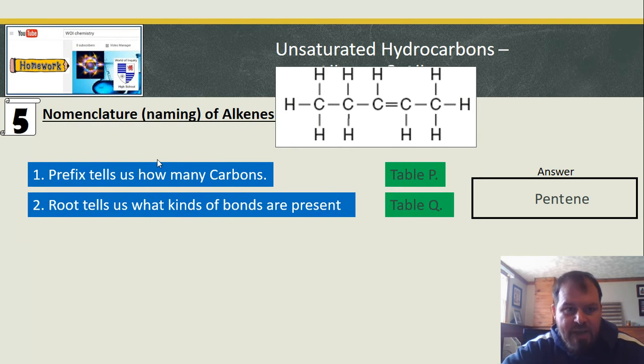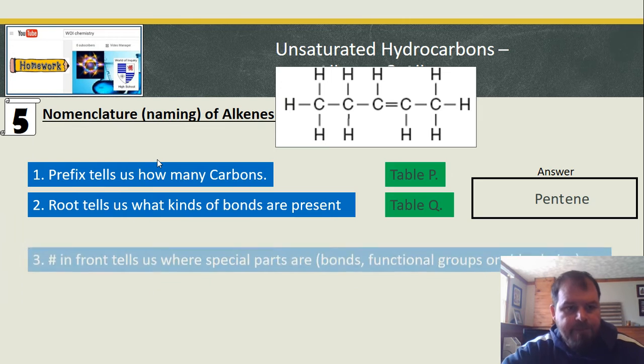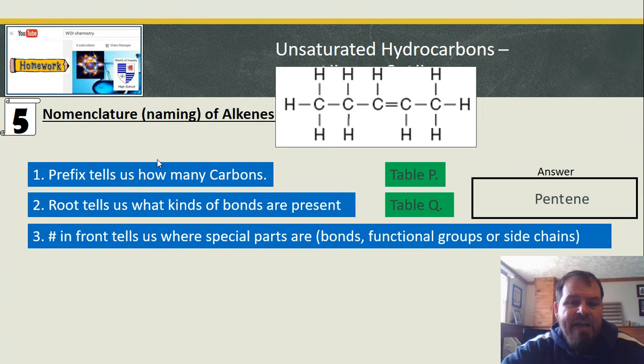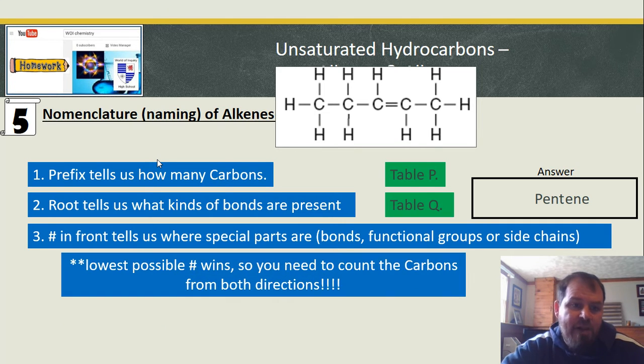Now for the rule that's going to take a little bit of time to make sure we understand. The rule says I need an address, a number in front to tell me where the special part is. The special part is double bonds, functional groups, or side chains. These are special parts or deviations, something that's different than just a single bond alkane. Tell me where it is. So we need to follow a simple rule. The lowest number always wins, so you need to count the carbons in both directions. So I purposely chose this example so I can show you what I'm talking about.